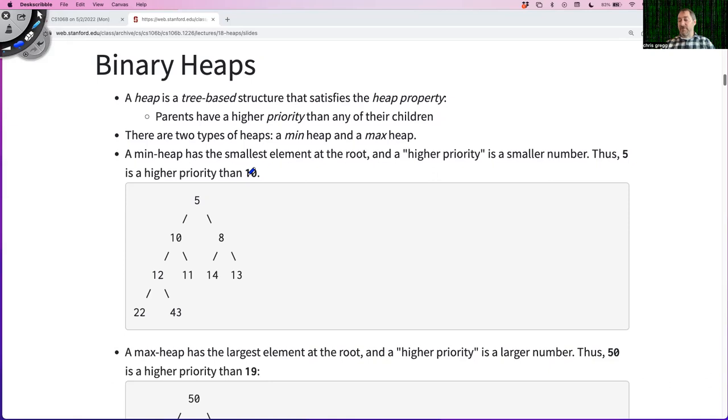It doesn't have to be the case that... let me see if I have an example here. This is not the greatest example heap, because it doesn't matter between children which ones, like the other side. You don't have to worry about anything on the other side as being a higher priority than your direct lineage. And we'll see examples of that as we go through. Okay, that's a min heap.